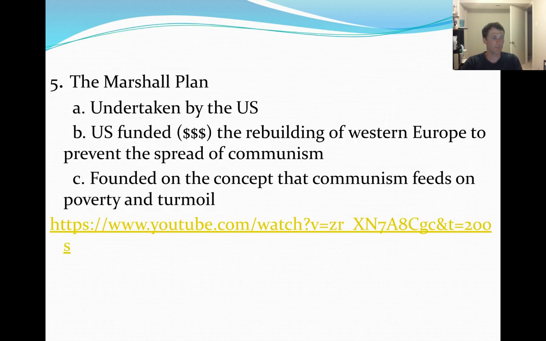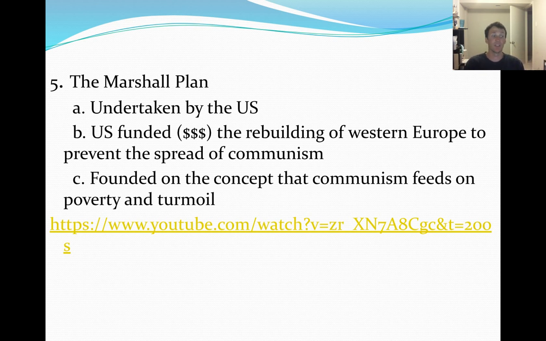So, as I was saying a minute or two ago, communism is looking fairly appealing and attractive to some of these Western European countries that had been kind of broken and destroyed by much of the fighting of World War II. The United States is going to take it unto themselves to implement a rebuilding of Western Europe, kind of trying to prevent the spread of communism, right?